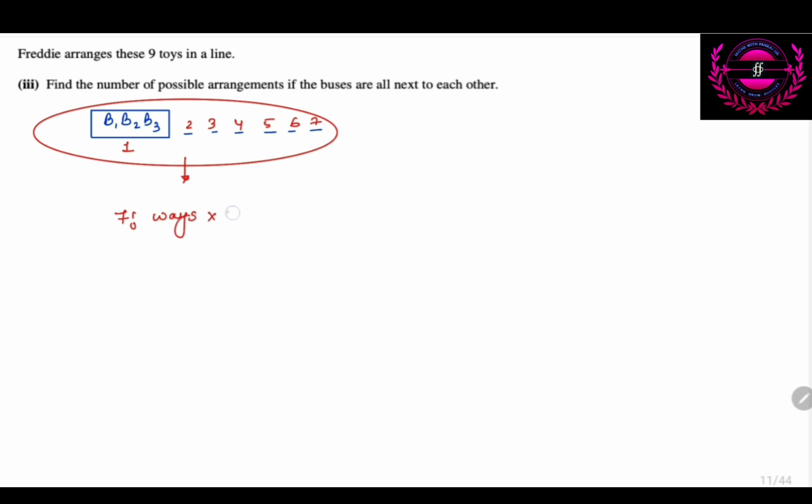Also, I can arrange 3 buses in 3 factorial ways. So I will multiply it by 3 factorial ways. This is my total number of ways. This was the question. Let's move to the next question.